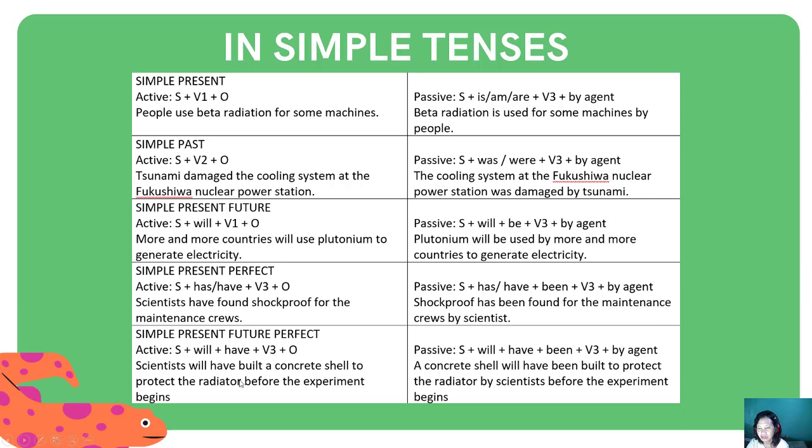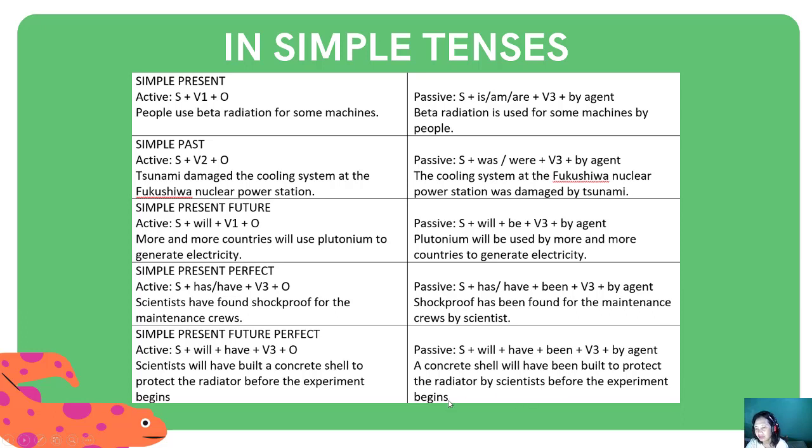Scientists will have built a concrete shell to protect the radiator before the experiment begins. So you have a concrete shell, the same as this. So this is the purpose. Then you put it here, like this. A concrete shell will have been built to protect the radiator by scientists before the experiment begins.